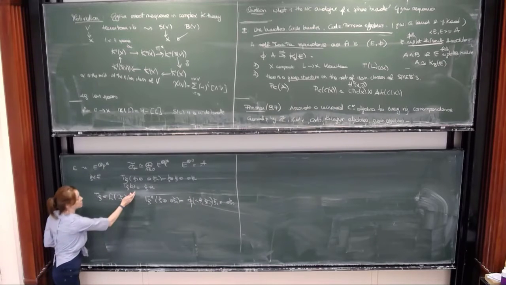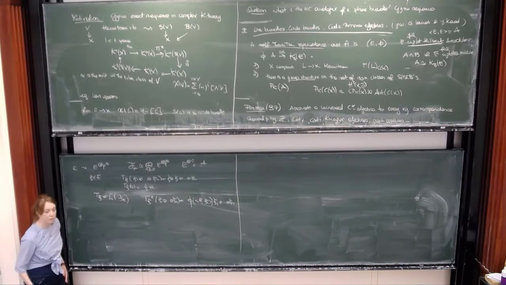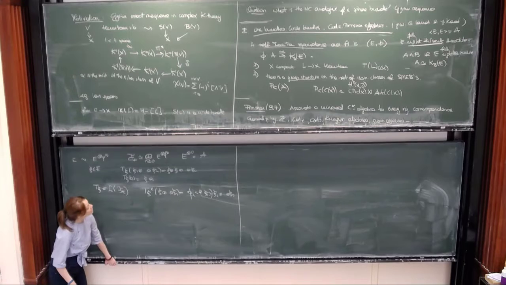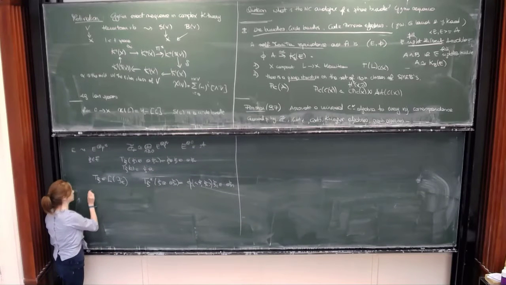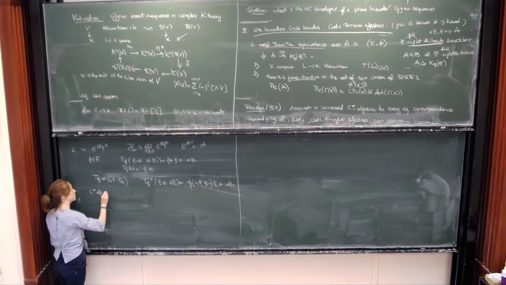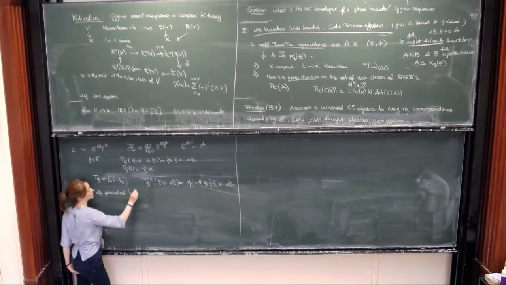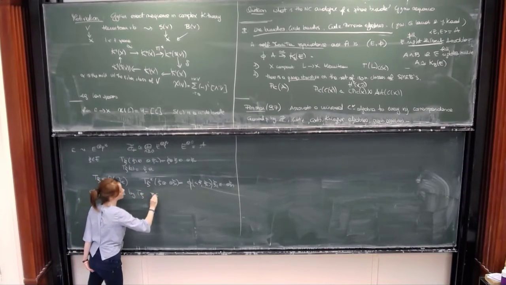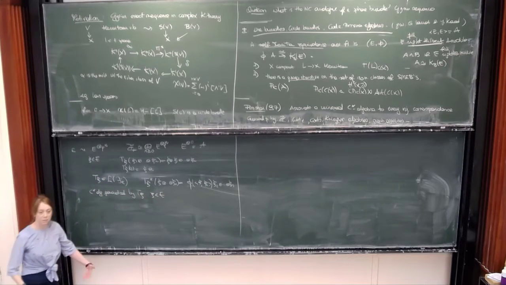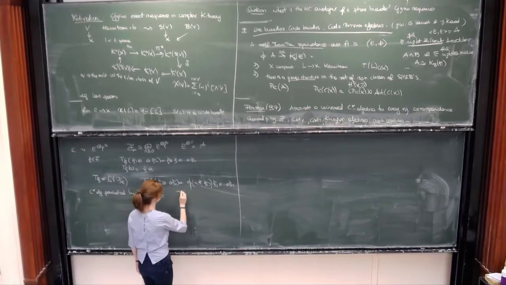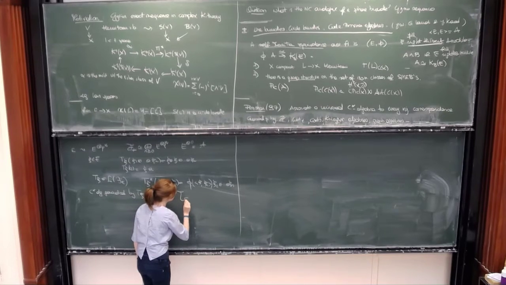And of course it's zero on the scalars, so we can talk about the C-star algebra generated by psi, which is defined to be the Toeplitz algebra of the correspondence.